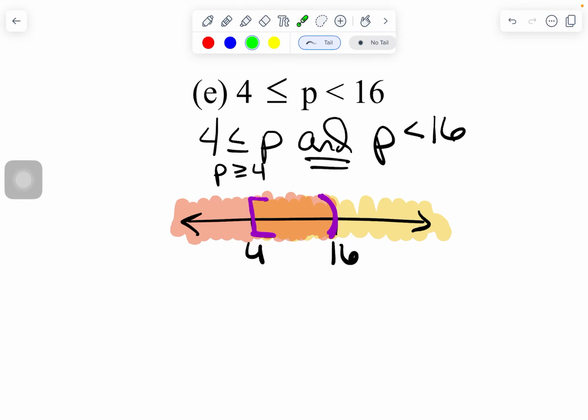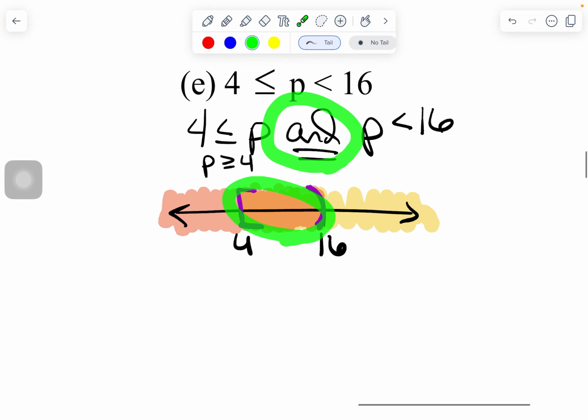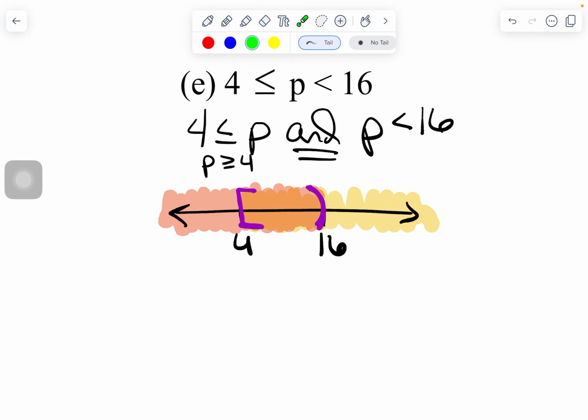Okay, so because it's a conjunction, we're looking for and. I want the overlap, where both of these inequalities are true at the exact same time. And that's where I have both the red and the yellow. So there's a kind of orangey spot in the middle. So 4 to 16 is going to be the interval notation for that one.